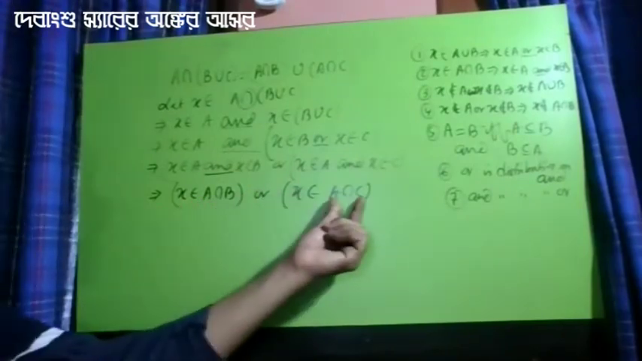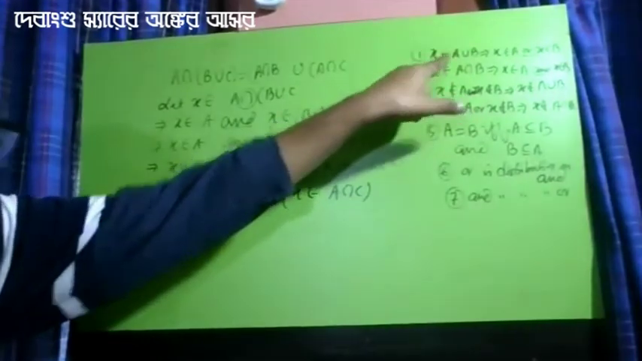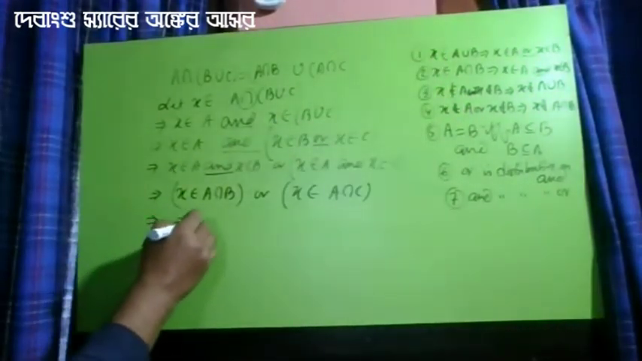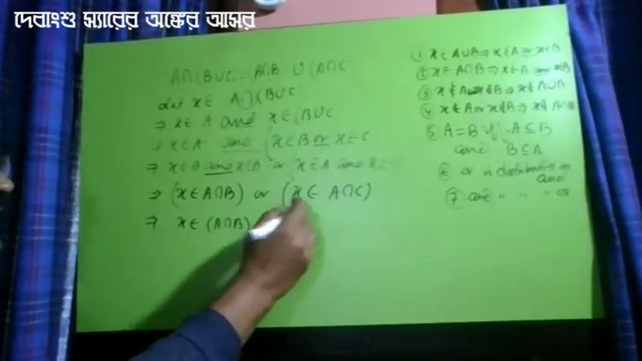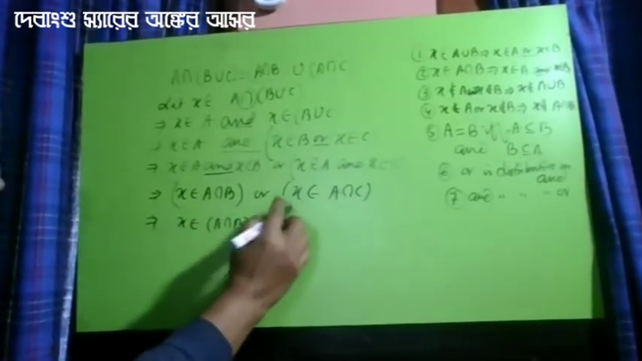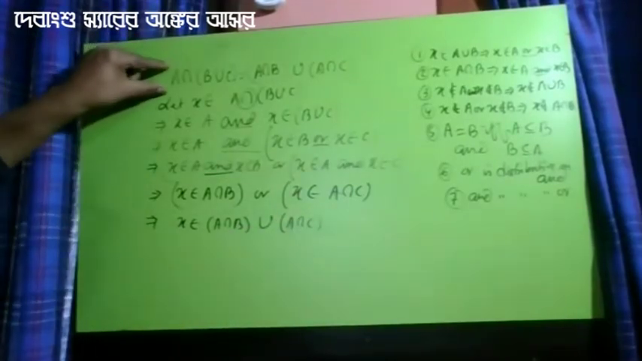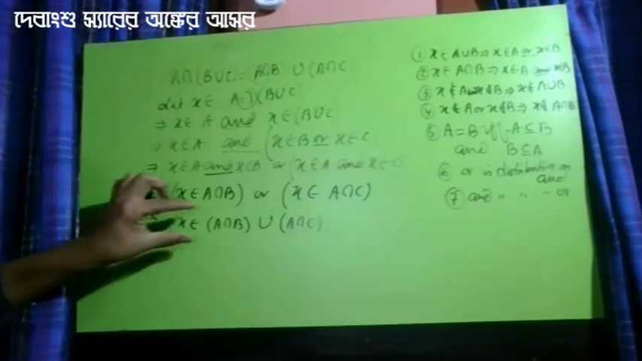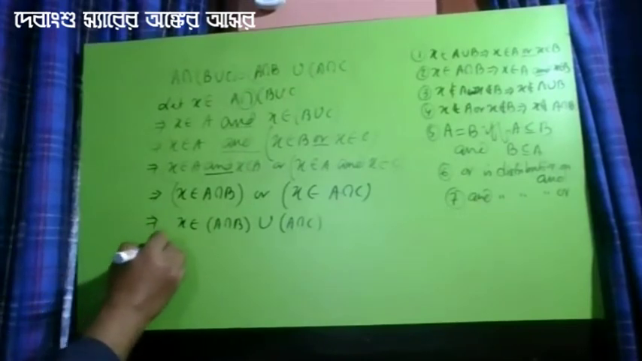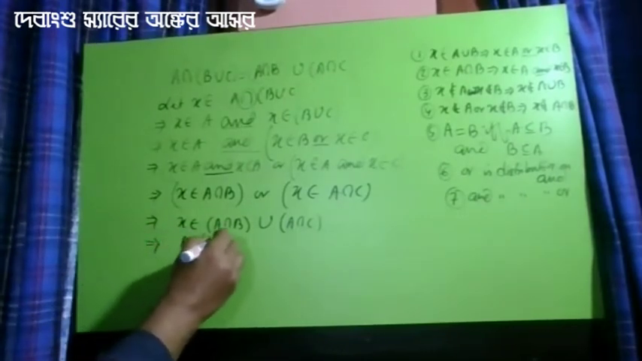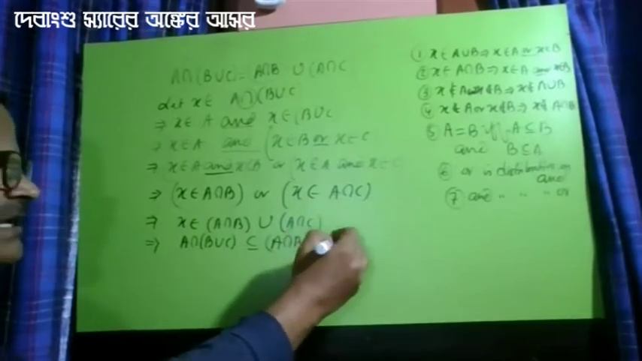Now see these two are two sets. X belongs to both the sets or is in between, or means in union. That implies X belongs to A intersection B, or represents union, X belongs to this union A intersection C. Now see I have considered an element from this set and I established that this element is also an element of this set. So that establishes the set A intersection (B union C) is a subset of (A intersection B) union (A intersection C).